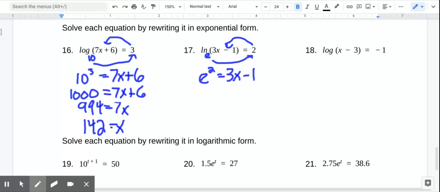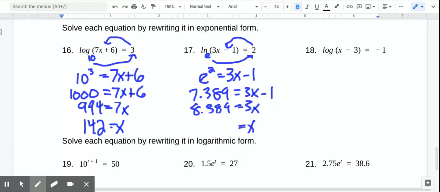Now, e squared, you can do that in your calculator. It's 7.389. Just leave it in your calculator as we continue through this problem. That way we don't have rounding error. I'm going to add 1 to both sides, and then we'll divide by 3. And again, if you just leave that crazy decimal in your calculator, you won't have rounding errors. And there's that for x.